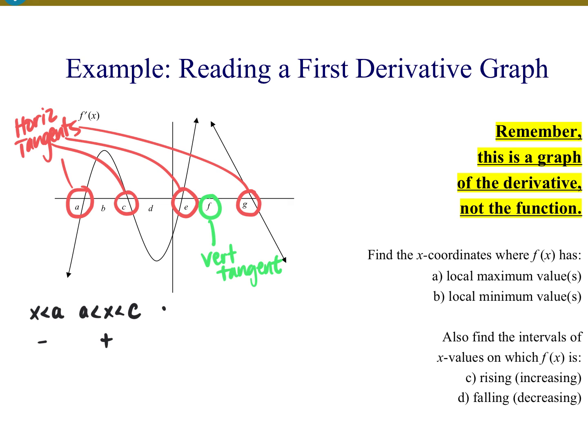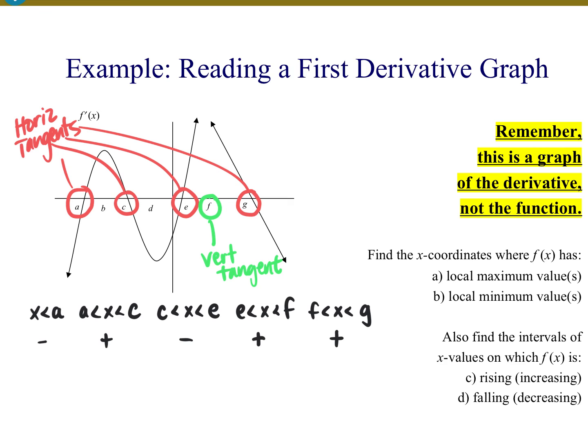And then I'm going to go from c to e, and everything between c and e is below the x-axis. Then I'm going to go from e to f. Not all the way from e to g, but I have to stop at f because f had a vertical tangent. And between e and f, I'm above the x-axis. And then I'm going to go from f to g, and in that section, I'm still above the x-axis.